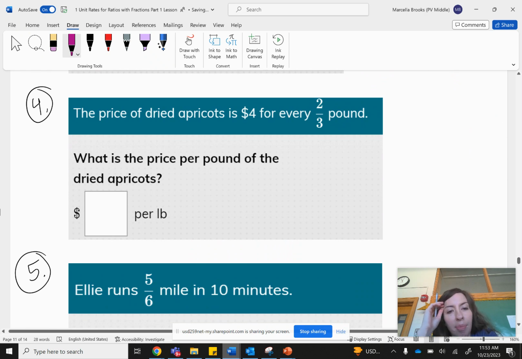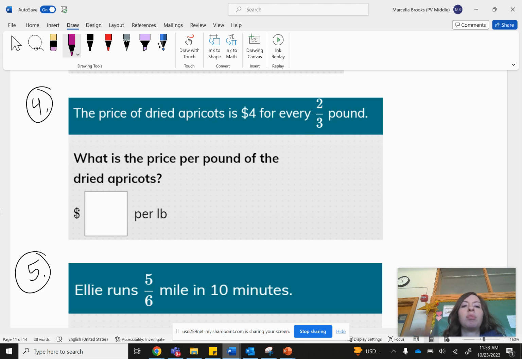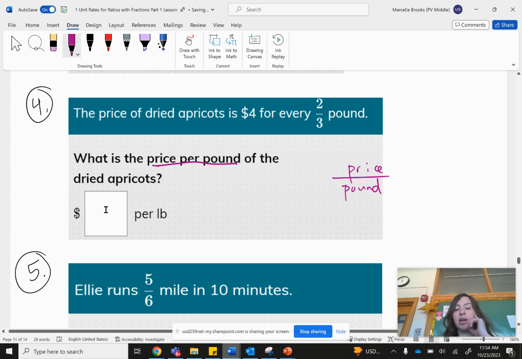The price of dried apricots is $4 for every 2/3 a pound. What is the price per pound of apricots? So it says price per pound. That means price is on top and pound is on bottom. So plug your numbers in and solve. Find out how much 1 pound of dried apricots is.